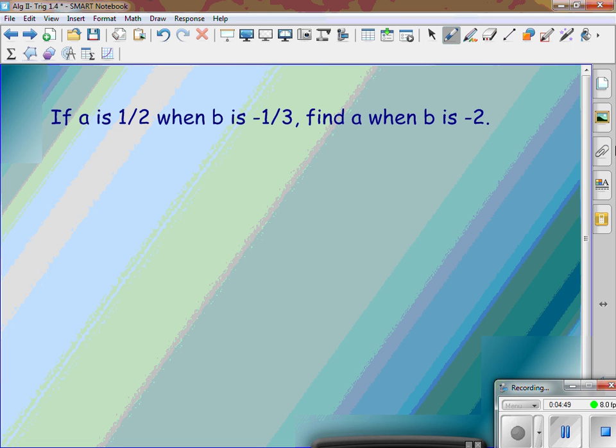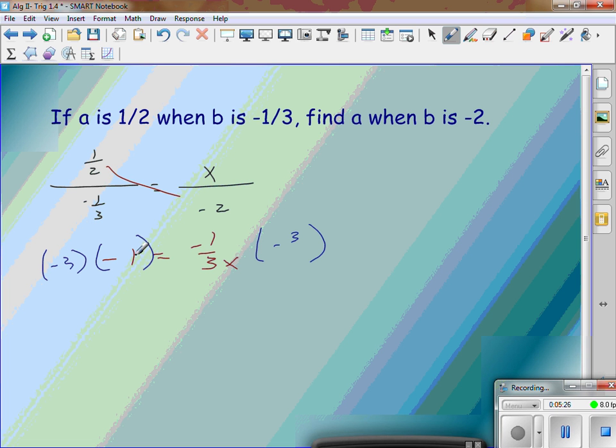How do I set this up? 1/2 over negative 1/3 equals x over negative 2. Yes, there's fractions over fractions. If I really need to, I can use a calculator, but I should be able to look here and say 1/2 times negative 2 is negative 1. Negative 1/3 times x is negative 1/3 x. When dealing with fractions, all I have to do is multiply by the reciprocal, which is negative 3. And what's negative 1 times negative 3? Just 3.